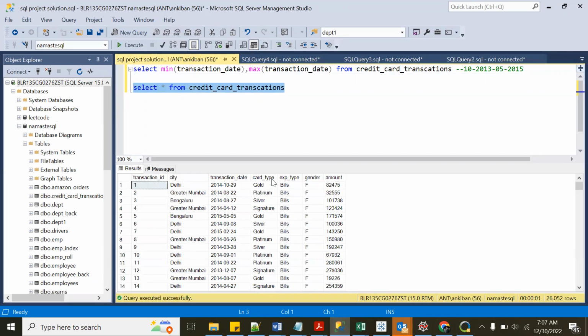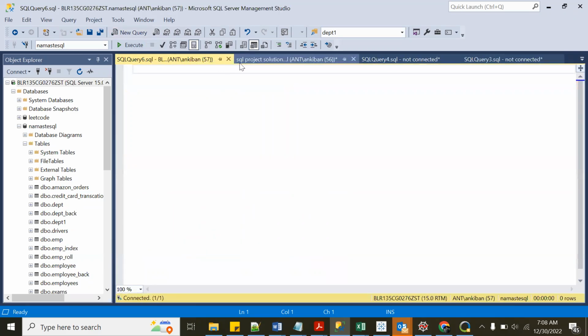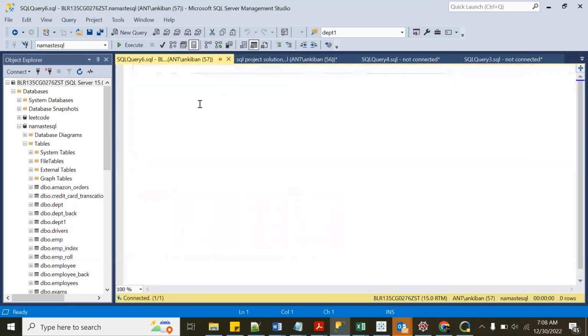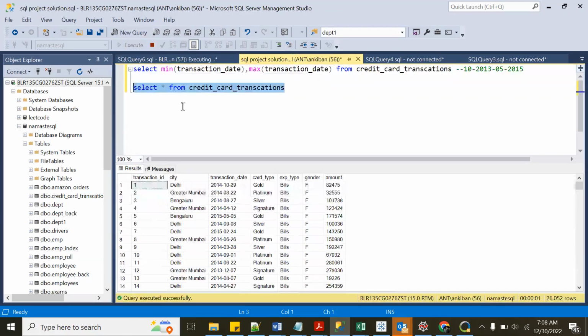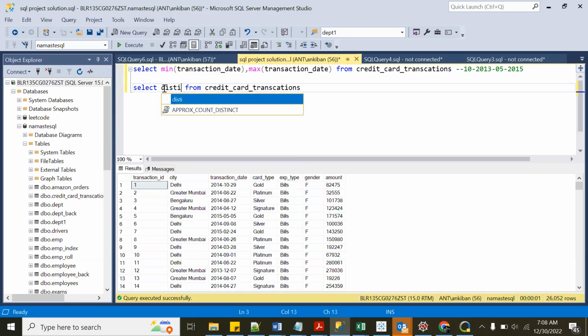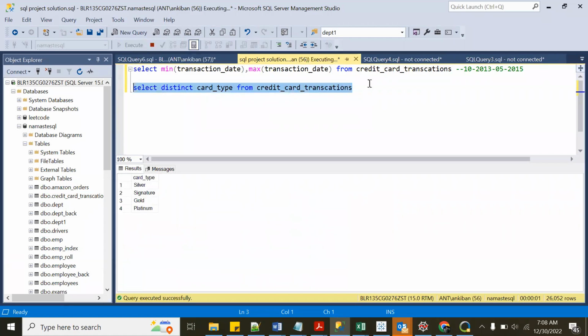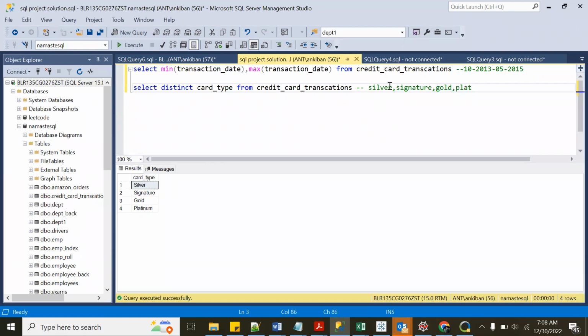Let's see what else we have. We have other columns like card type. We have different kinds of card type, so let's see what we have. Let me put this in another query. Let's do distinct card type. We have 4 kinds of card type: silver, signature, gold, and platinum.